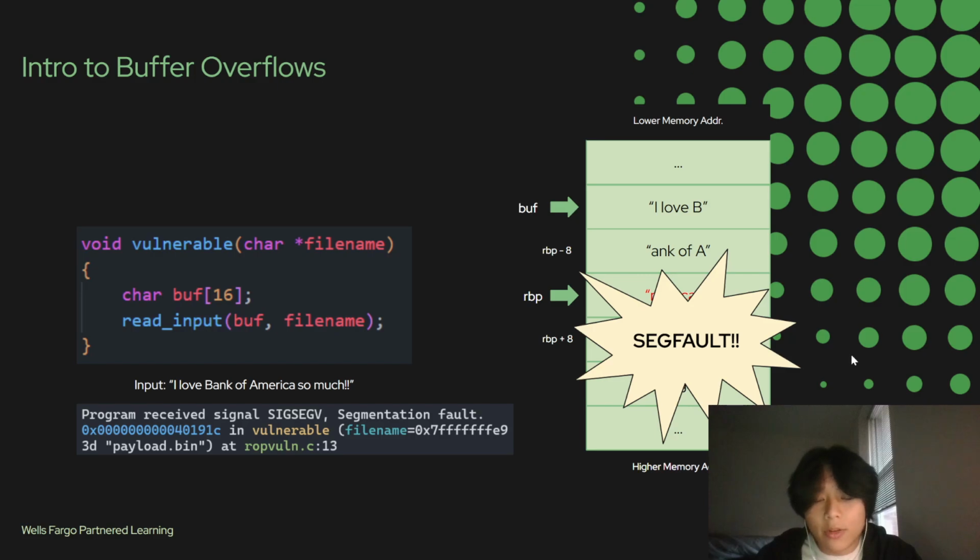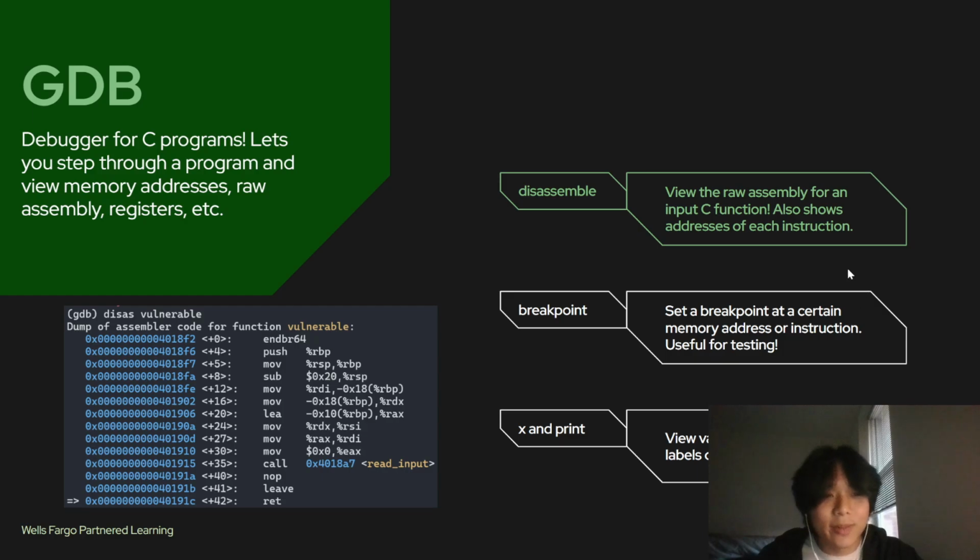But before we're able to actually carry out that attack, we're going to need to learn a little bit more about one of the tools of the trade, and that's going to be GDB. So if you've ever programmed in C before, you're probably at least somewhat familiar with GDB, or at least what it does. But yeah, it's the debugger for C programs, and it lets you do a lot of really cool, useful things like stepping through a program, viewing memory addresses, the raw assembly for the C instructions, and even reading register values and things like that.